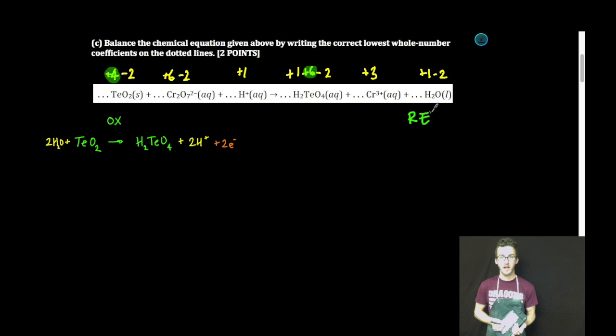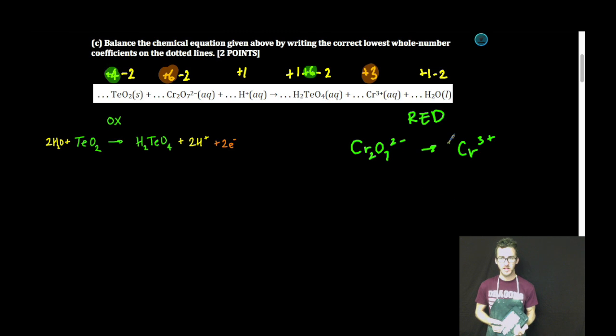Let's do the reduction half reaction. Notice that it's our chromium in the dichromate that's going from the +6 to the +3 oxidation state. So our reduction half reaction, dichromate ion forming chromium ion. First thing we're gonna do is balance for mass. Save oxygen and hydrogen for last.